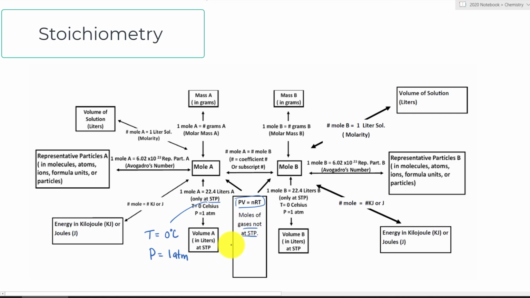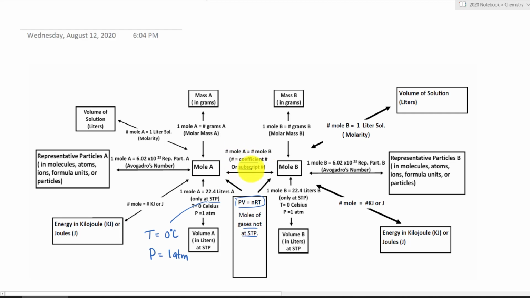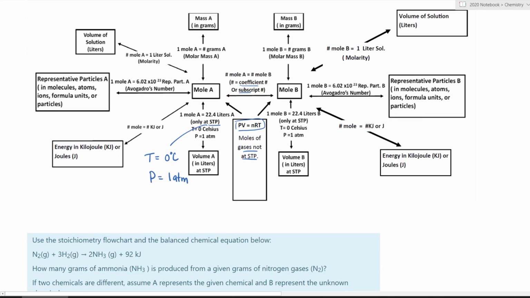Now, this flowchart allows you to visualize how things are connected together. Before, I just gave you the conversion factors and you put them together, but now you can see how they are related. And notice how everything is related to mole. Once you have mole A, you convert to mole B easily. And that is the only way to do it, using mole A and mole B through the mole ratio. And you know, the mole ratio is in the coefficients of the chemical equation or the subscripts of a chemical formula. So let's go down here and do a practice problem.